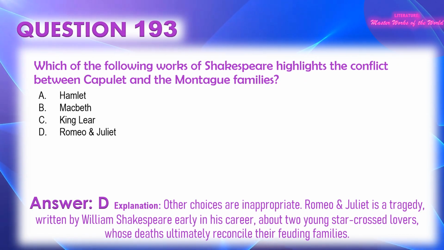Question 193. Which of the following works of Shakespeare highlights the conflict between Capulet and Montague families? Answer D. Romeo and Juliet. Other choices are inappropriate. Romeo and Juliet is a tragedy written by William Shakespeare early in his career about two young star-crossed lovers whose deaths ultimately reconciled their feuding families.